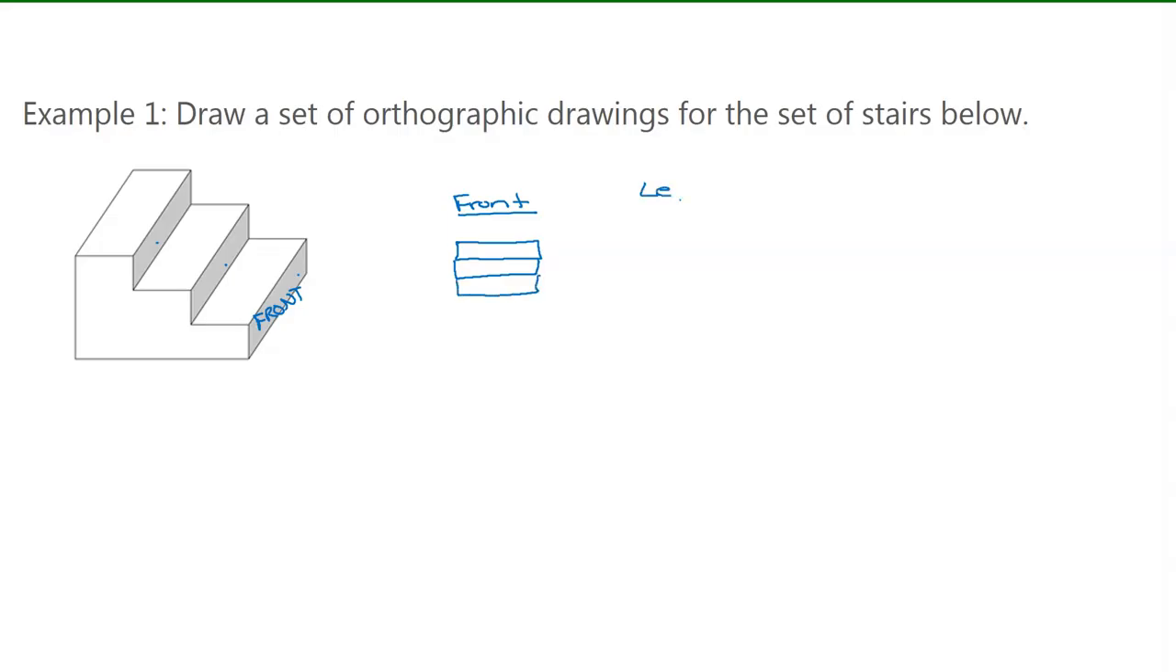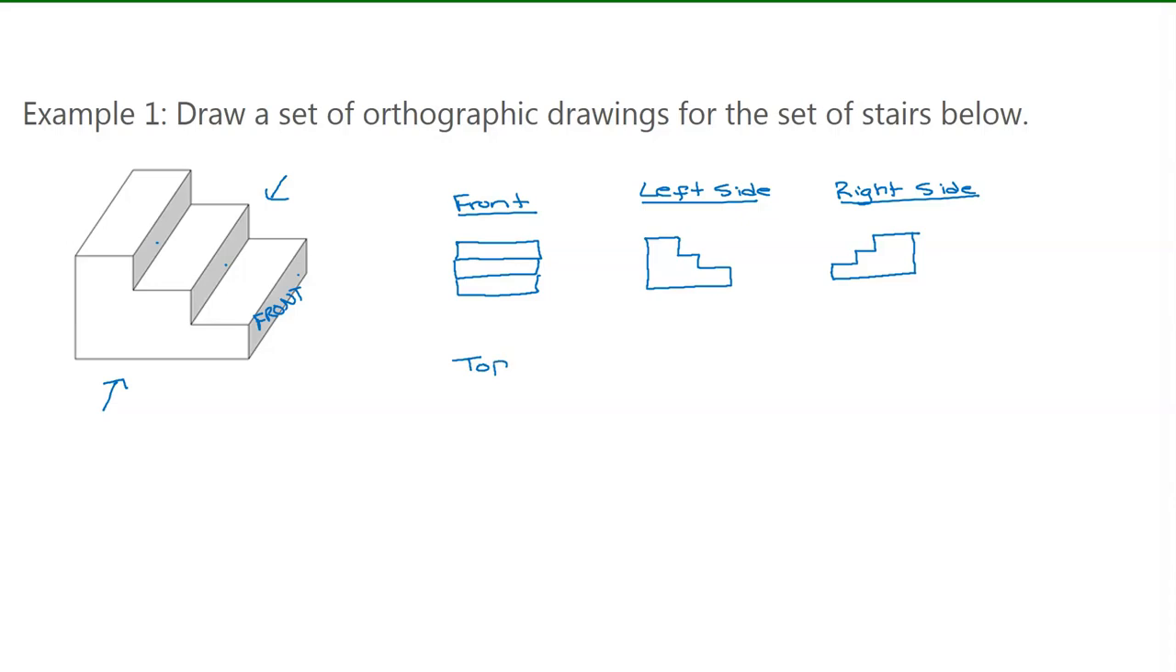Now what about the left side? Looking in this direction here, I would see this shape. Now looking at it from the other side, the right side, I would see something similar to the left side, just in the other direction. Look like this.